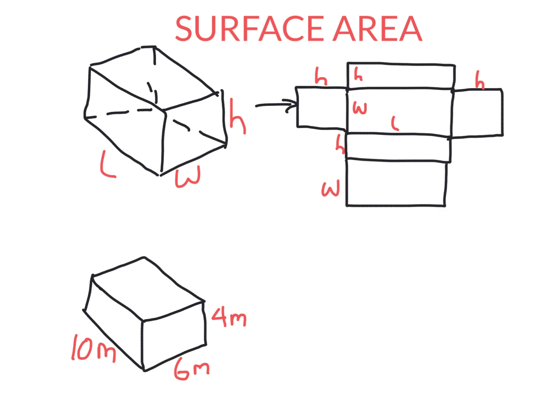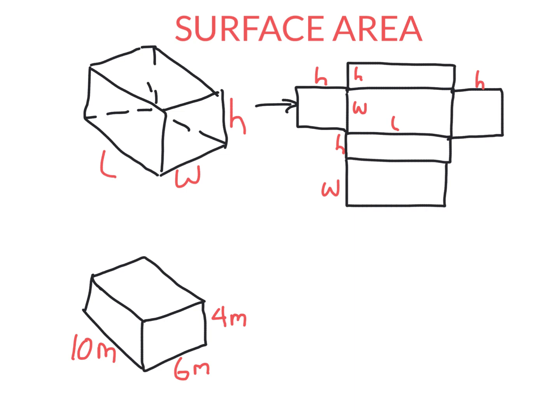A rectangular prism has 6 faces. We just find the area of each of those, add them up, that is the surface area. You can think of it as like if I were to wrap this up in wrapping paper, what is the minimum amount of wrapping paper, the minimum area of wrapping paper that I would need.